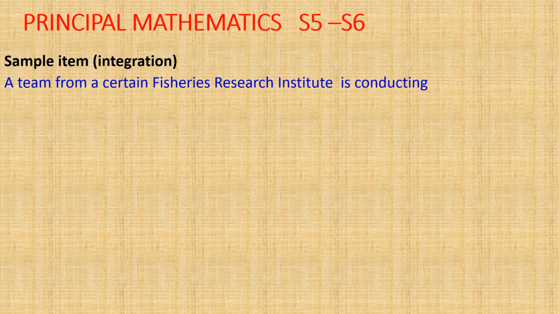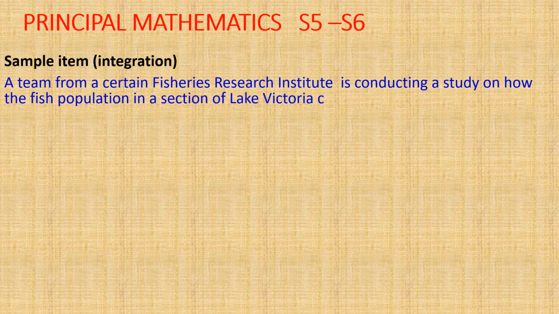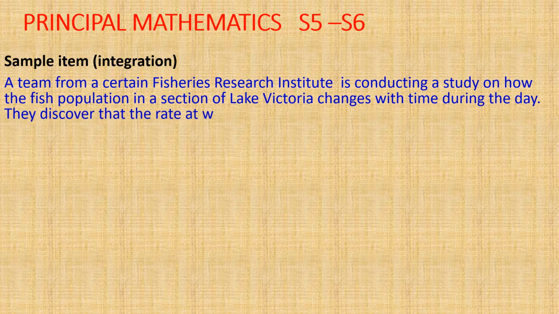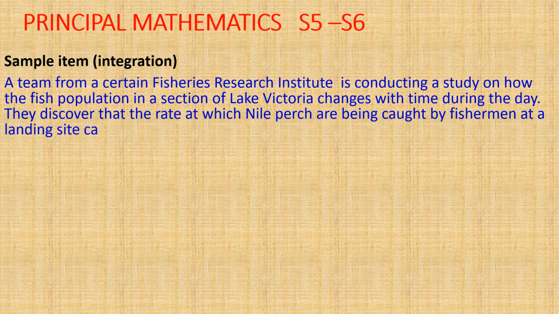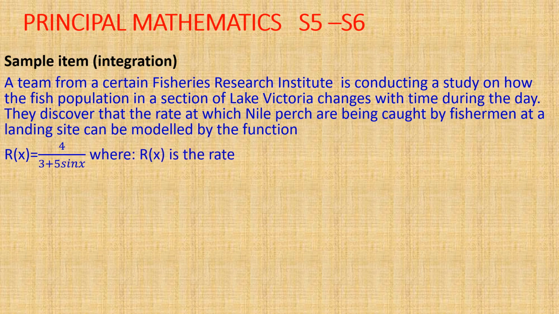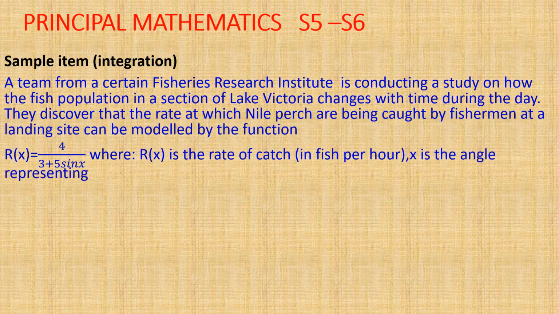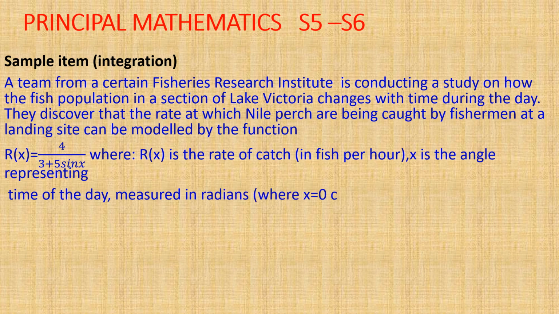A team from a certain fisheries research institute is conducting a study on how the fish population in a section of Lake Victoria changes with time during the day. They discovered that the rate at which Nile perch are being caught by the fishermen at a landing site can be modeled by the function r(x) = 4/(3 + 5 sin x), where r(x) is the rate of catch in fish per hour, and x is the angle representing the time of the day measured in radians, where x = 0 corresponds to sunrise.